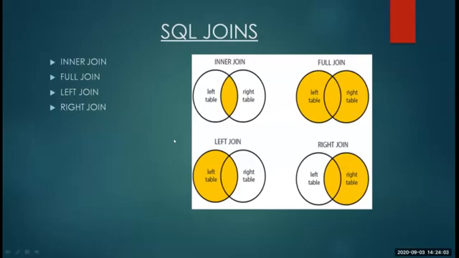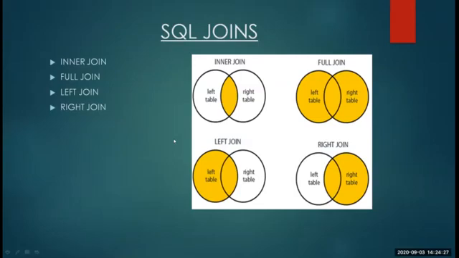With this value, we can compare and we can make a combination. Say, for example, as I told before, let us go ahead with the different types of joins. There are four types of joins, like inner join, outer join, left join, and full join.